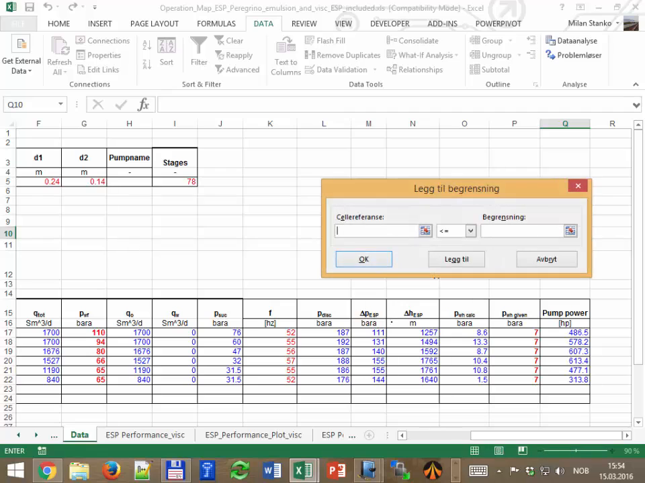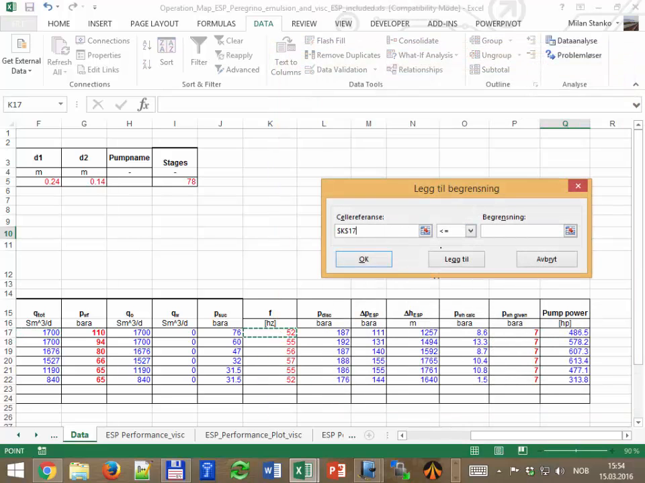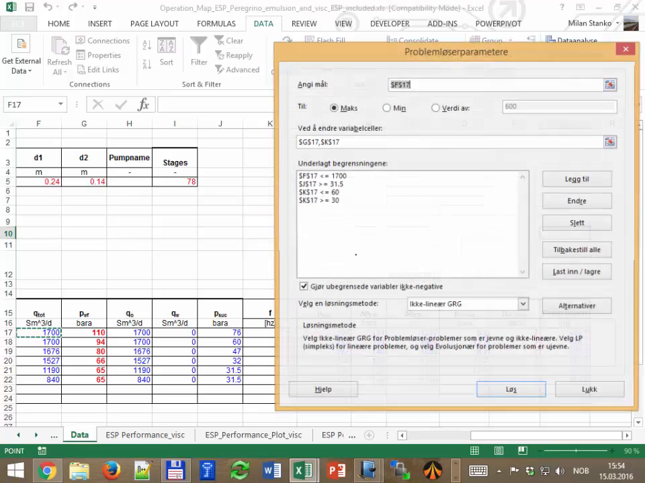Yeah, the frequency should be less than or equal to 60. And the frequency should also be greater than or equal to 30. Okay, what else?